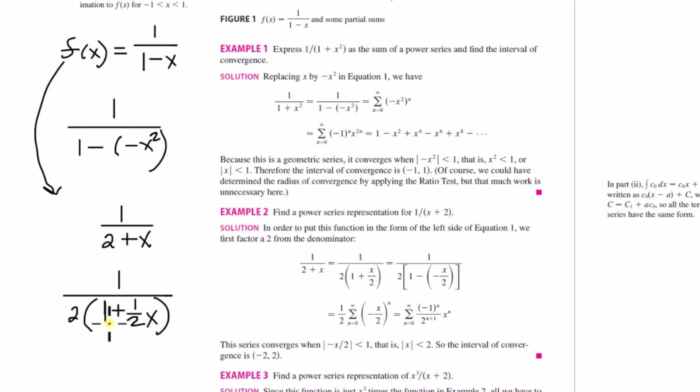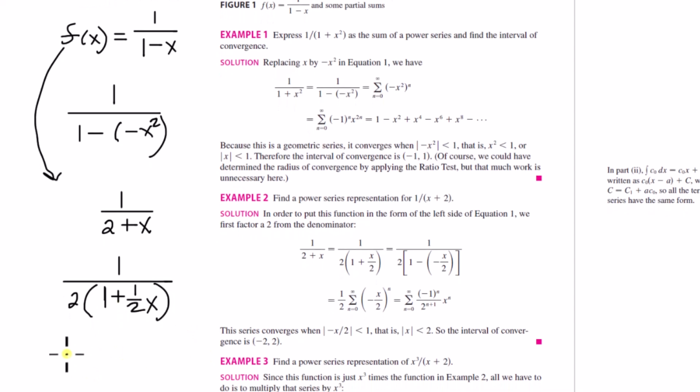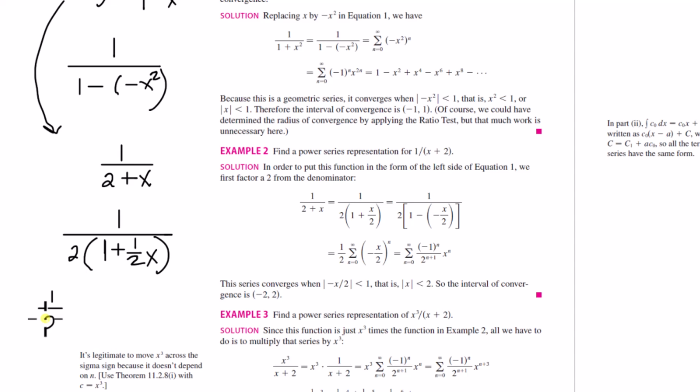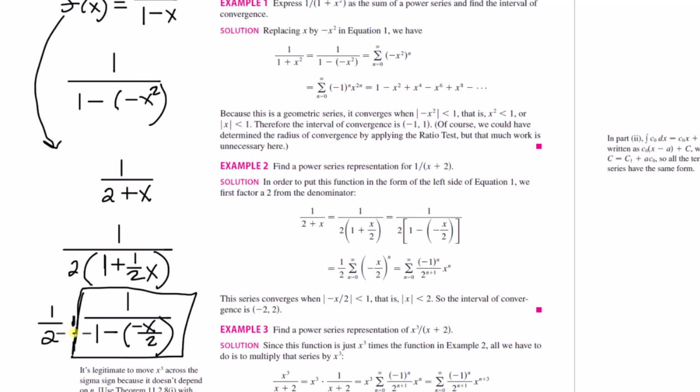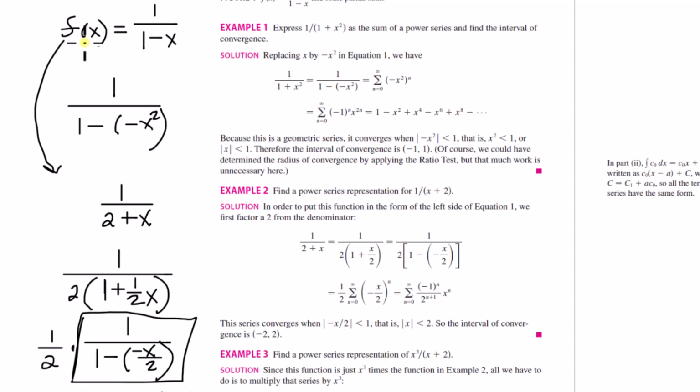okay, so now we're close. We can say, so 1/2 times, and then we've got 1 minus x over 2. And there you go. We can just focus here because we can bring this constant factor outside the summation, the power series summation. And now we've got f of minus x over 2.